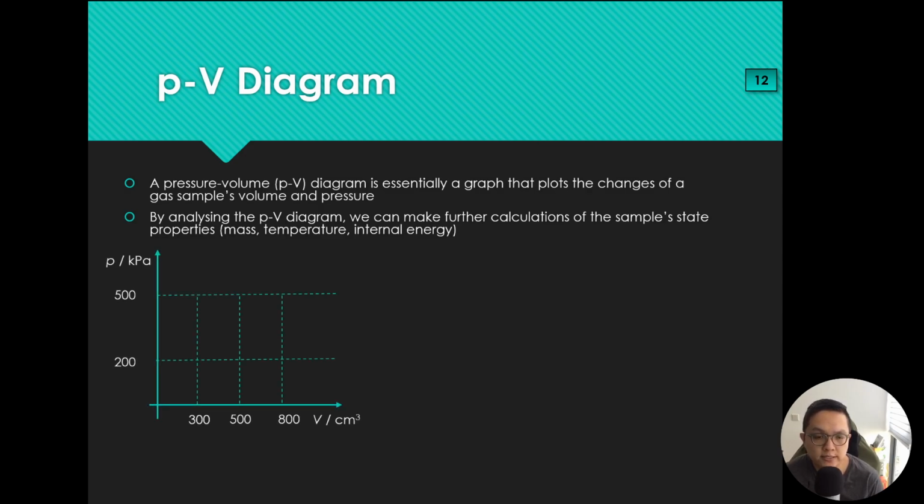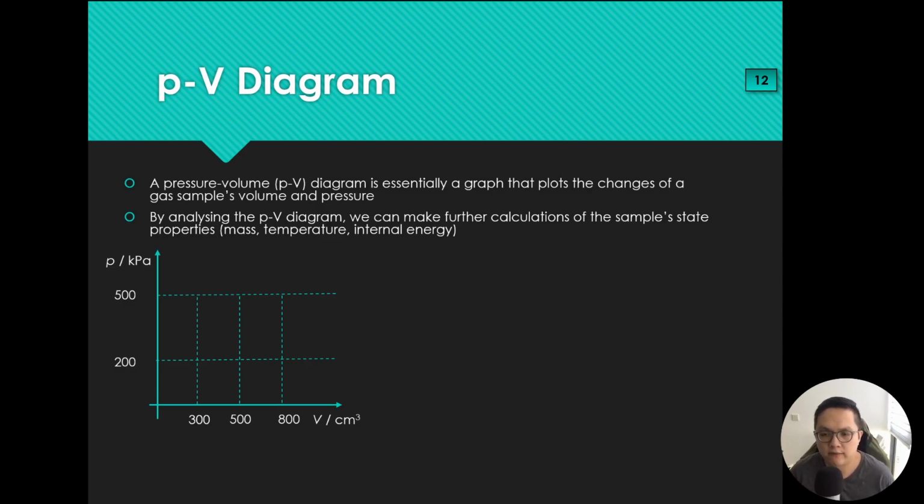Alright, so this is how a PV diagram looks like. Basically I plot pressure on the y-axis and volume on the x-axis. The units will depend on what you're going for. So in this case, I have kilopascals and cm cube. Okay, so let's look at how to draw a PV diagram.